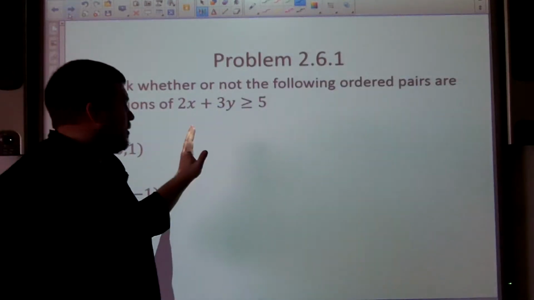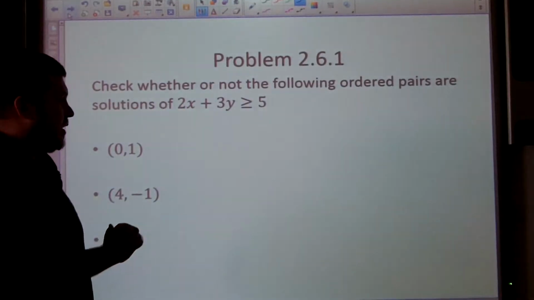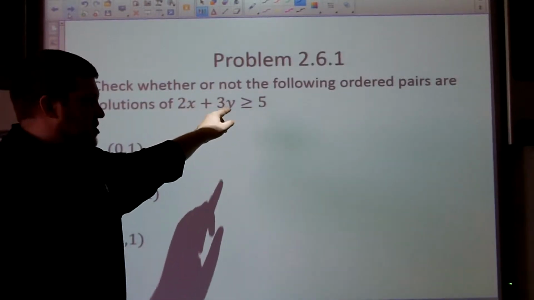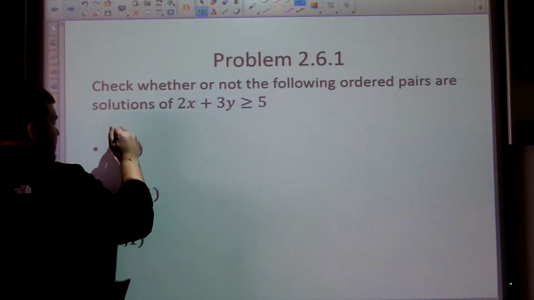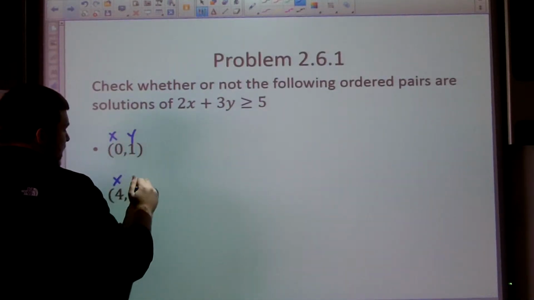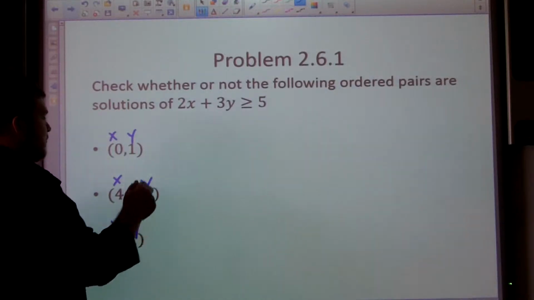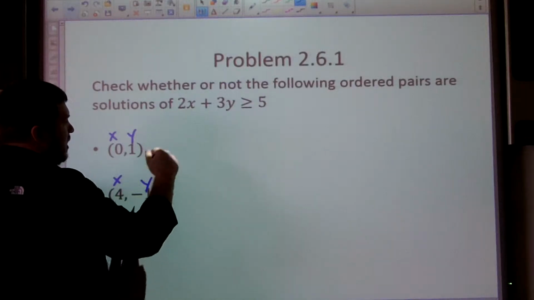So we want to check whether or not these 3 points satisfy the inequality. In other words, we're checking these 3 points right here behind me. Are they solutions for this inequality? So all I'm going to do is, everywhere I see an x and y, I'm going to plug in x, y, and I'm going to do this one at a time. So for the first one, everywhere I see an x, I'm going to put in a 0. Everywhere I see a y, I'm going to put in a 1. So this is pretty easy.